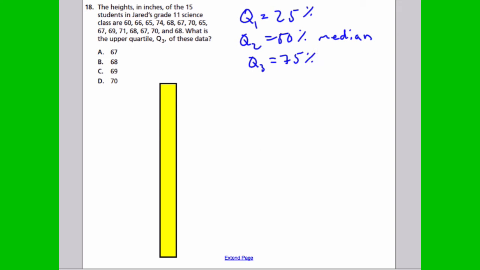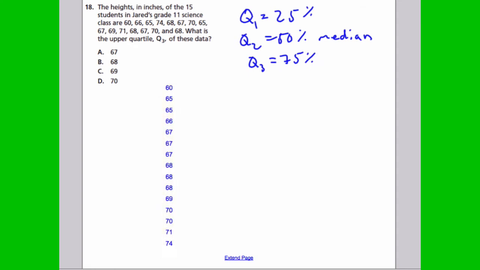One, if I want to look at the actual numbers themselves, the first thing you're going to have to do is make sure that you put them in numerical order from smallest to greatest. Notice they do not do that and they try to trick you. So you want to make sure you put them in numerical order from smallest to greatest to begin with. Your median is your middle number. So if I have 15 pieces of data, that means my middle number is going to be the eighth. 1, 2, 3, 4, 5, 6, 7, 8.